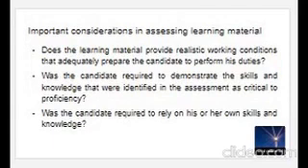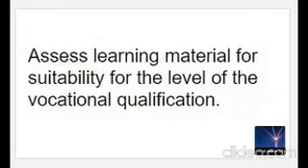The questions to be considered by the assessor when assessing learning material should include: does the learning material provide realistic working conditions that adequately prepare the candidate to perform his duties? Was the candidate required to demonstrate the skills and knowledge that are identified in the assessment as critical to proficiency? Was the candidate required to rely on his or her own skills and knowledge? Always assess learning material to ensure it is suitable for the level of the vocational qualification.